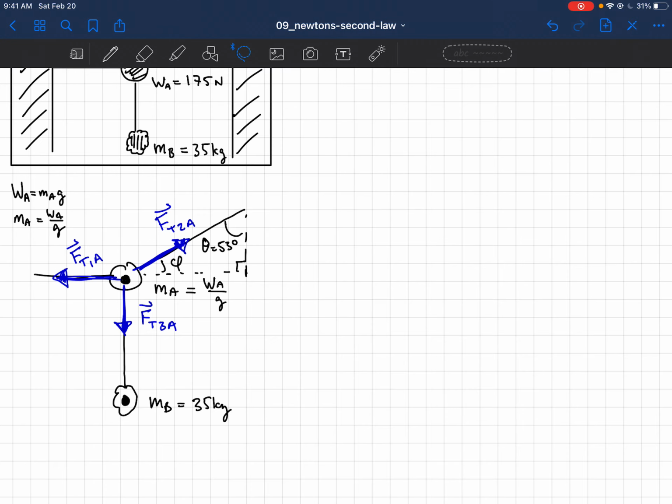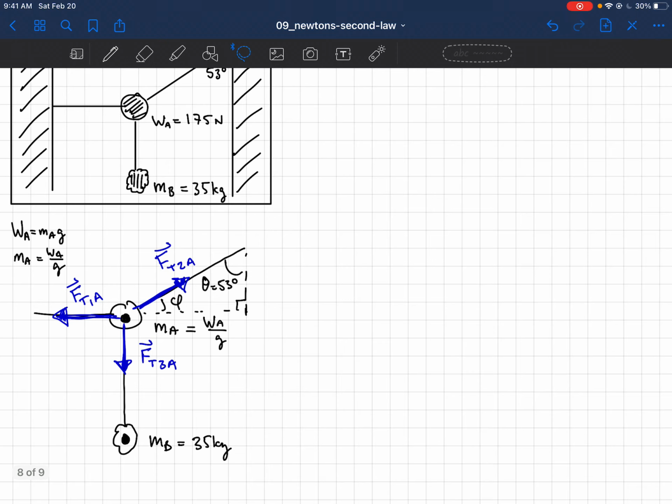Okay, are there any other forces on this object? Well, we'll go through the list. Nothing's touching it, so there's no normal force. But it does have mass, so there is a gravitational force. So I should also draw another downward force, which is FGA. So there are four forces acting on that object.